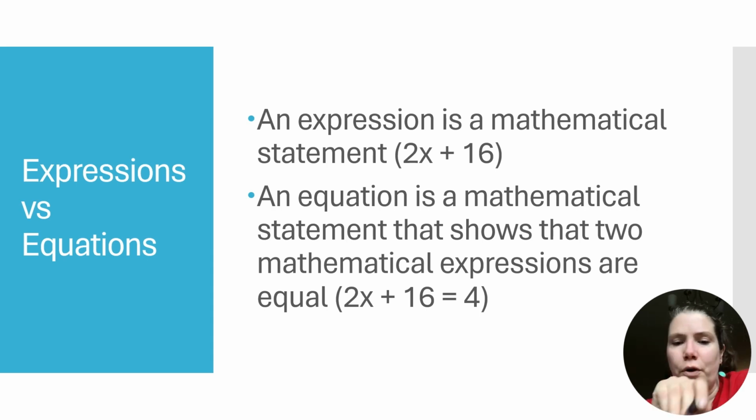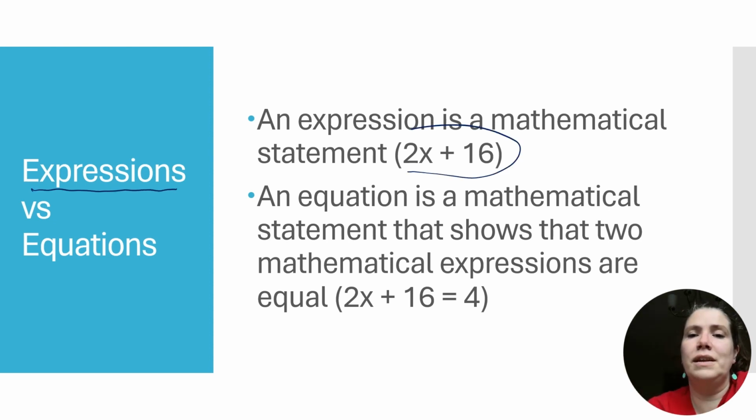So just a little vocab. An expression is like a mathematical statement, but it's not going to have an equal sign in it. So 2x plus 16 is an expression. An equation is always going to have an equal sign, and it's showing that two things are equal. So like 2x plus 16 is the same as 4.